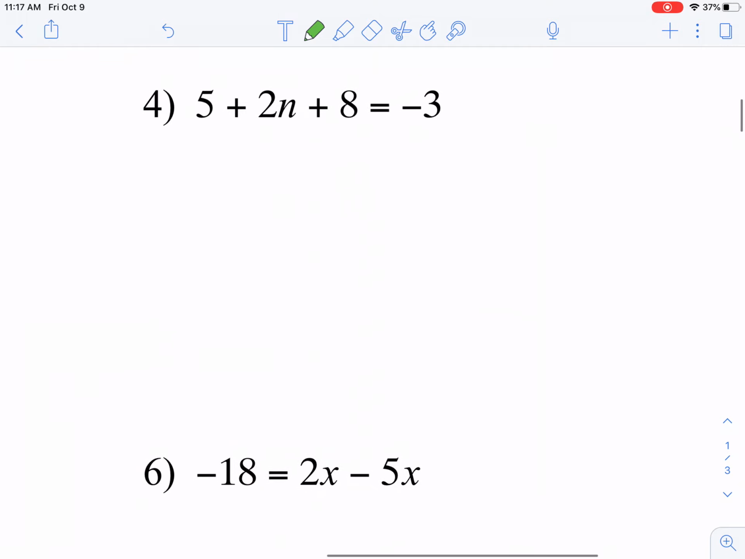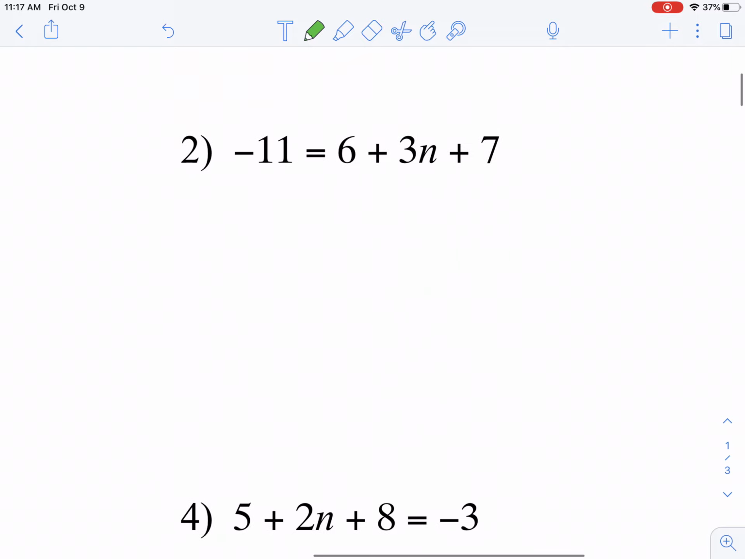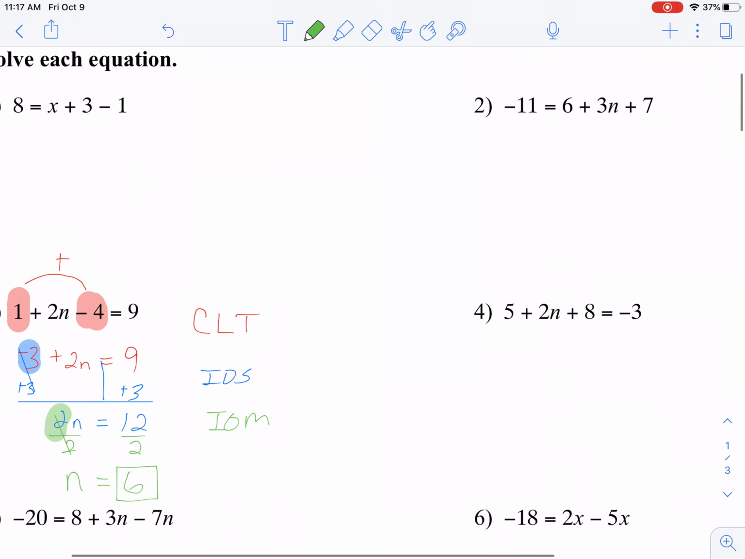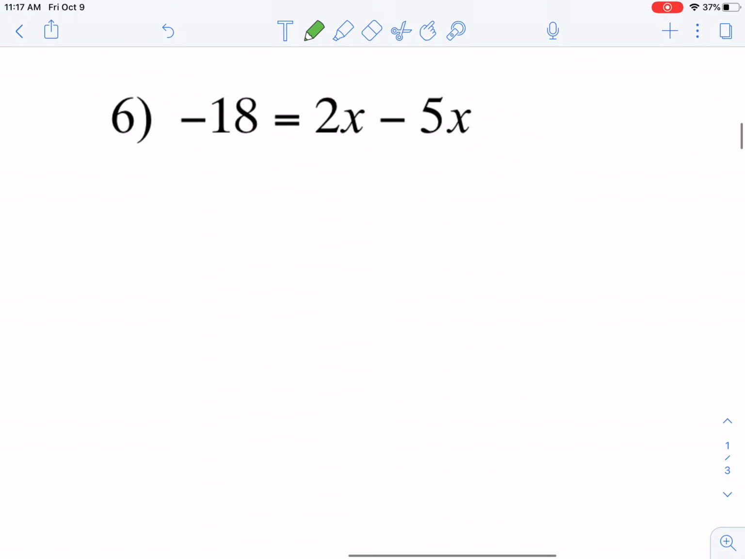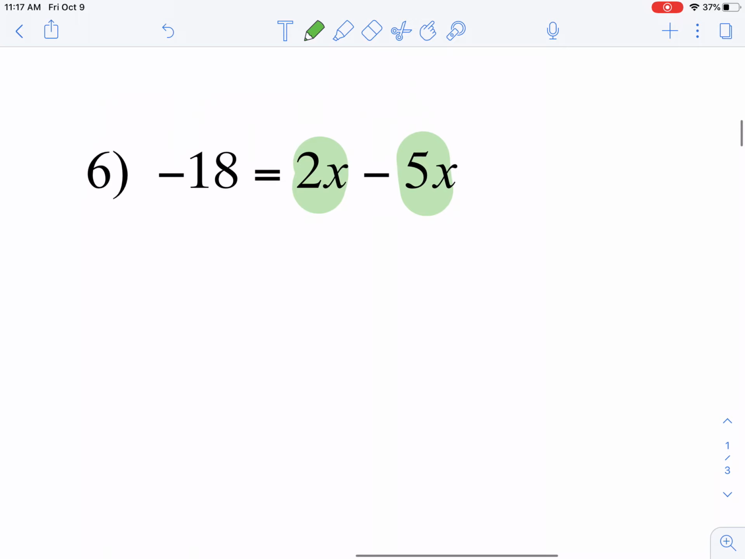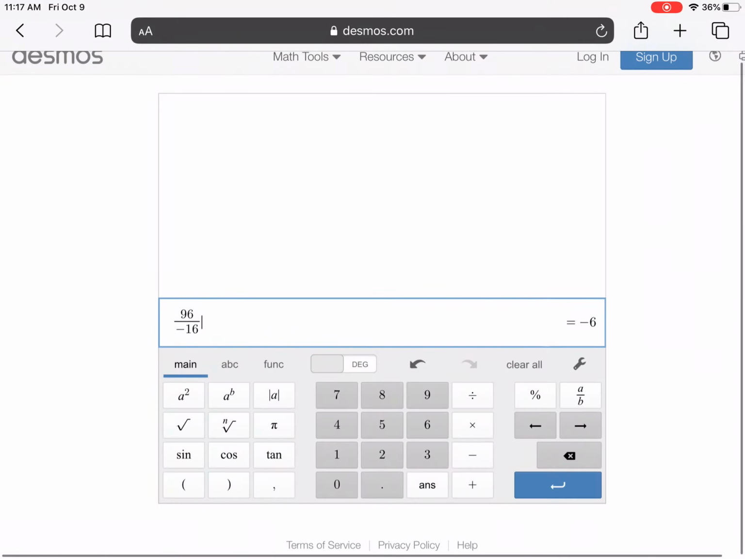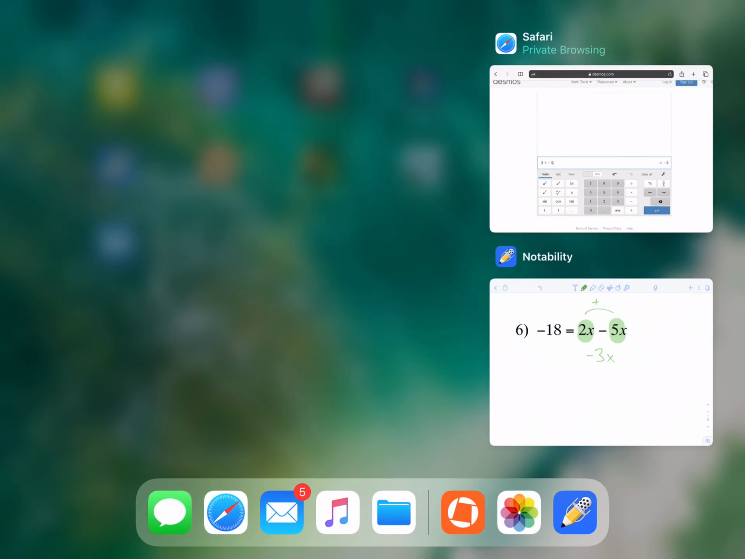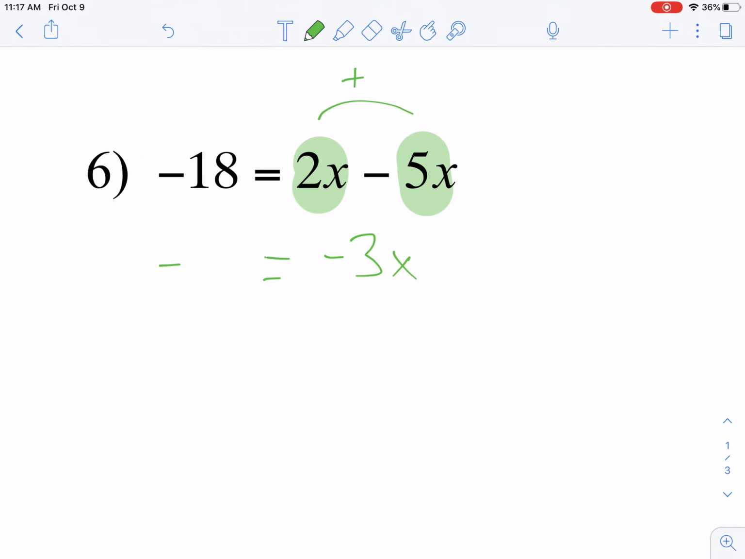The second type of problem that we have when we're looking at combining like terms is, this is actually going to be one of your problems on your assignment, when the variables have the same letter. So I'm going to combine these. Again, that's adding. So 2x plus negative 5. And so what happens is those become negative 3x. And you can use a calculator to do that. So what I would do is do 2 plus negative 5. It gives me negative 3. Equals negative 18 drops down.